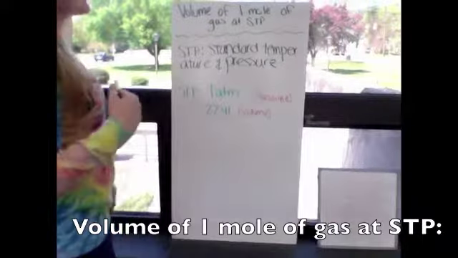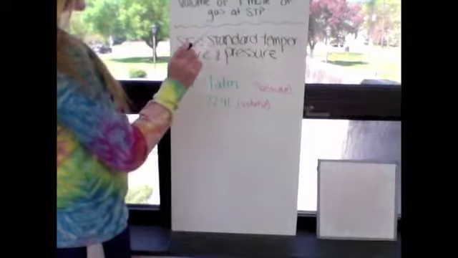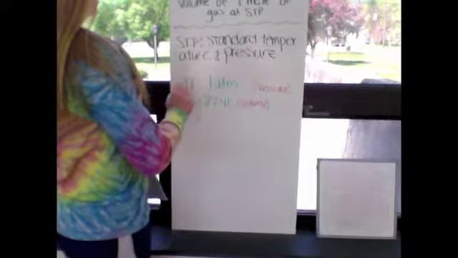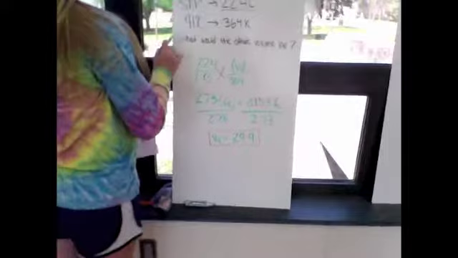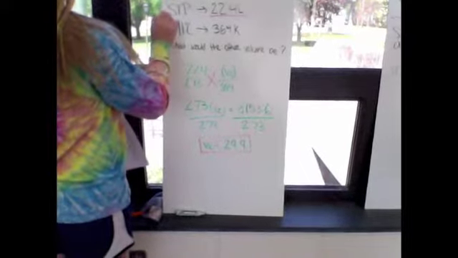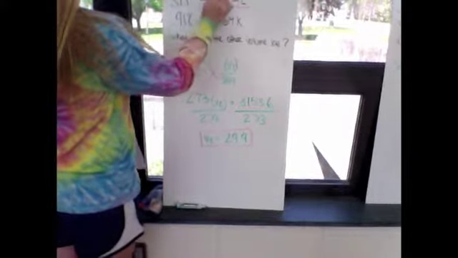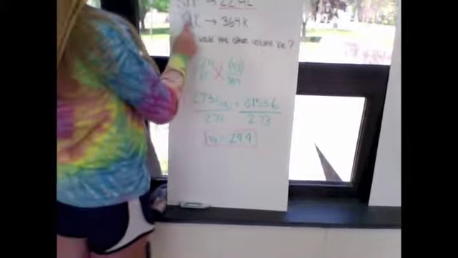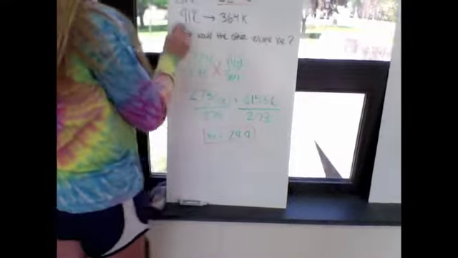Today we're going to learn the volume of 1 mole of gas at STP. STP stands for standard temperature and pressure. The STP of pressure would be 1 atm, and the STP of volume would be 22.4 liters. And we're going to do an example. So you're given 0 degrees Celsius, and it says at STP. So you always convert your Celsius to Kelvin, and that is always going to be 273. And your STP of your volume over here is going to be 22.4 liters.